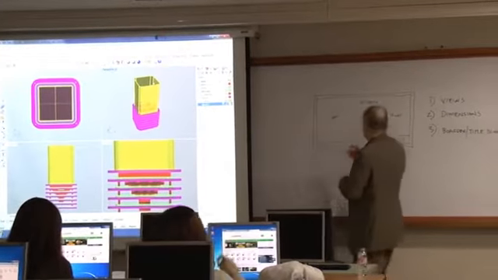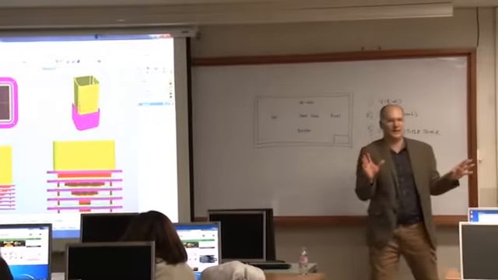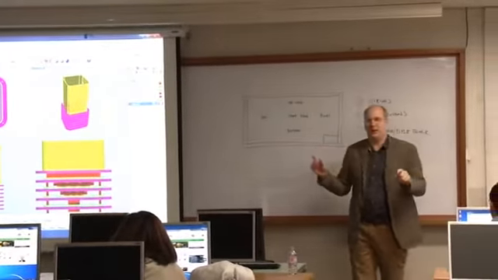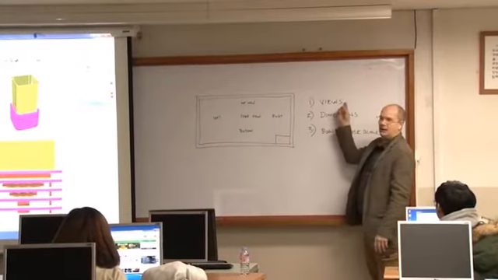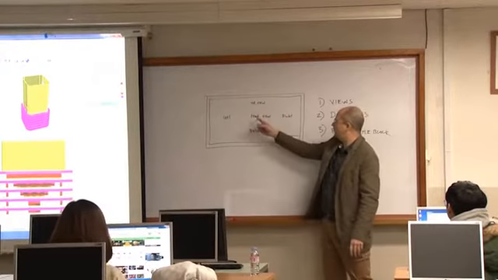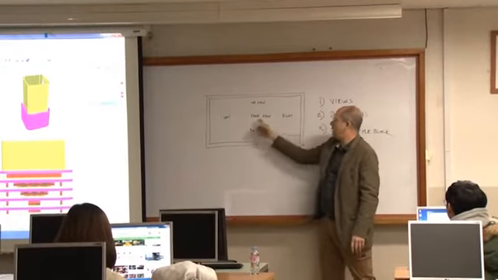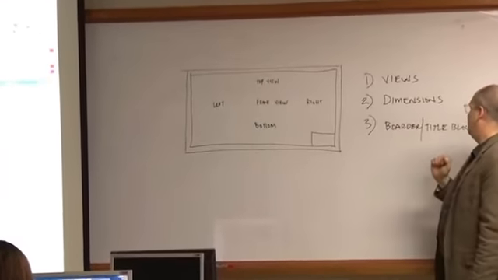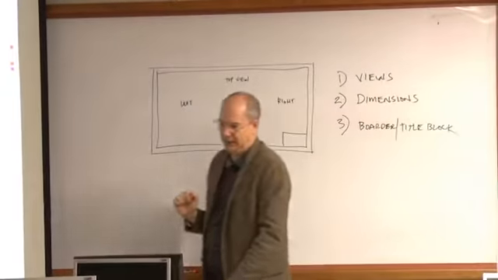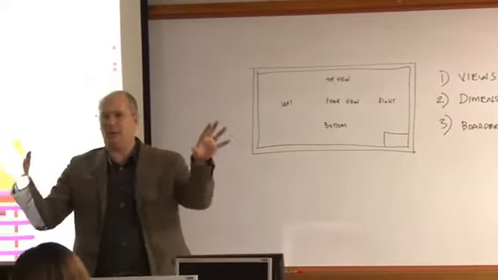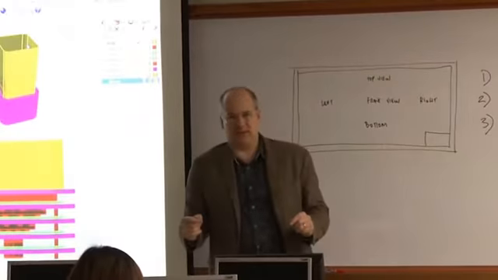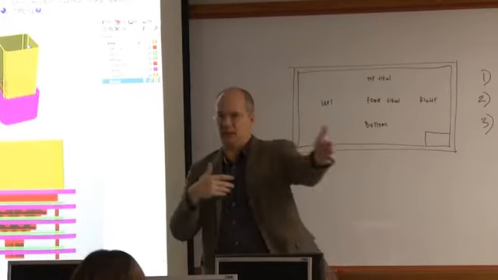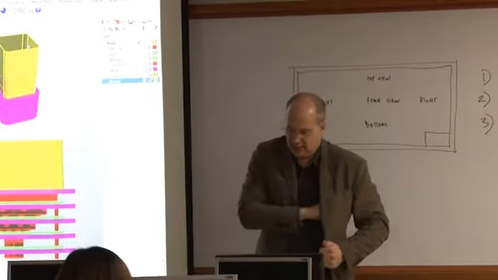What I want to do is go through a quick exercise of turning our 3D model into 2D data, and then quickly adding our different views: top, front, bottom, right, and left. I want to add some dimensions, and I want to add a border and title block. So go ahead and open up your solar light, and let's go through this quickly, and then I'll come around and help you.